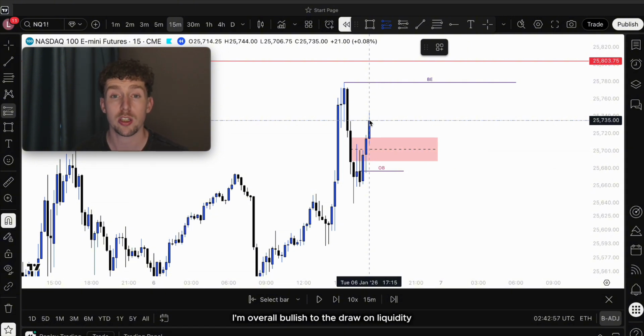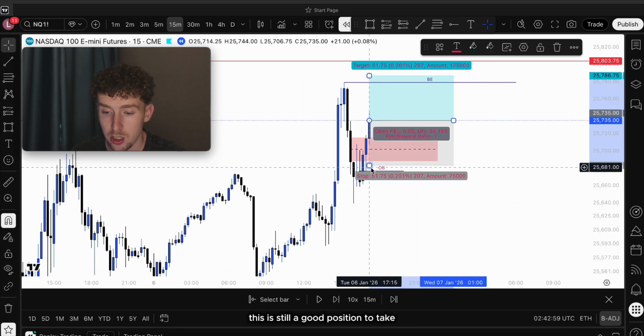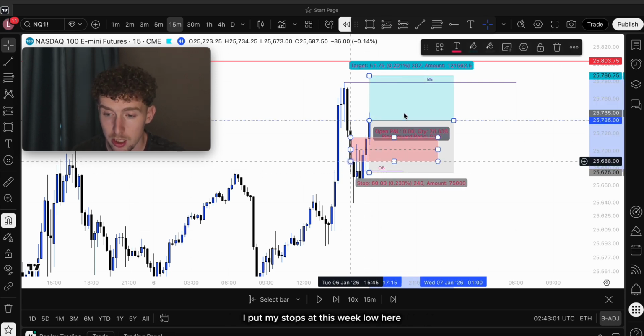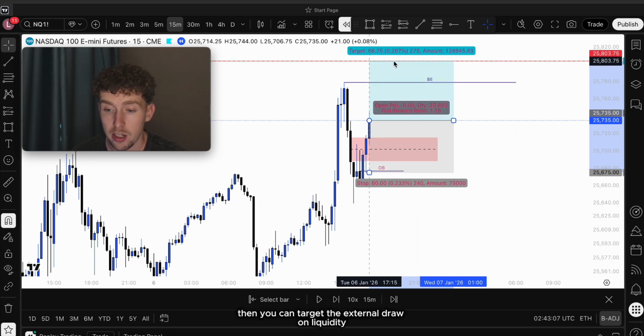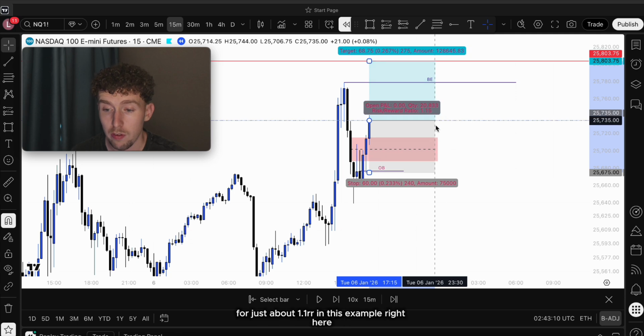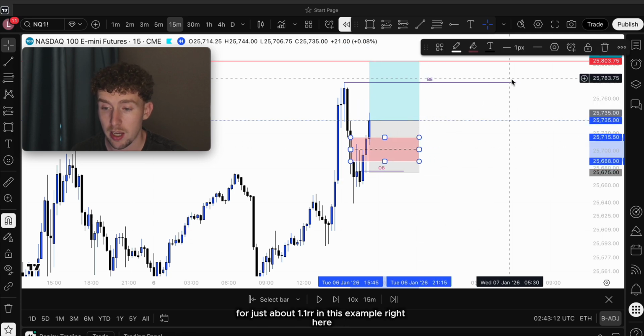I'm overall bullish to the draw on liquidity. This is still a good position to take. I put my stops at this wick low here. Go and break even at 0.74 or at this high here. And then you can target the external draw on liquidity for just about 1.1 hour in this example right here.